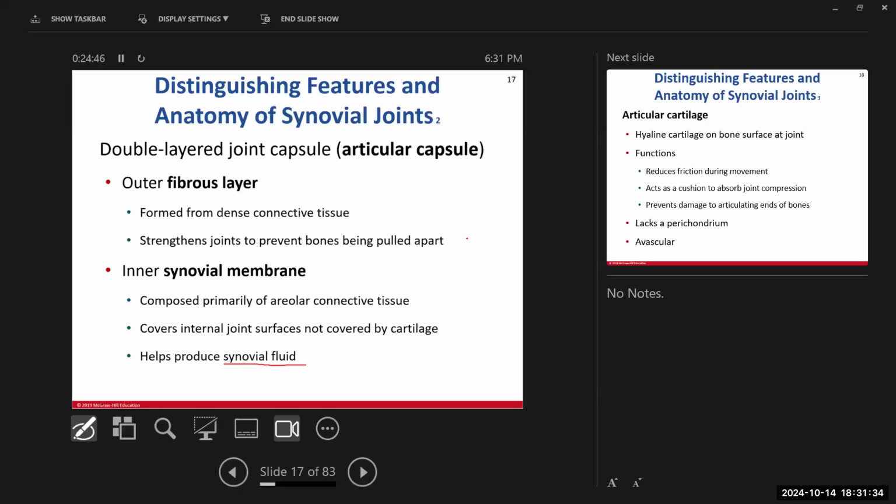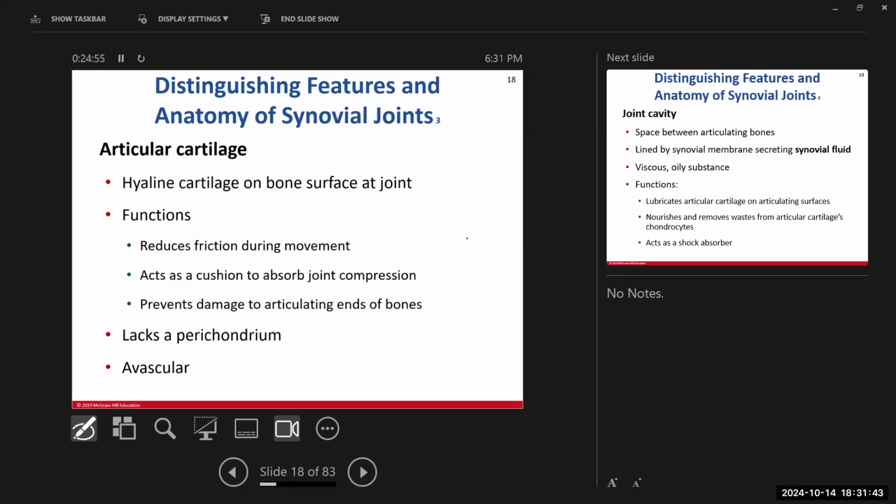Okay, so there's our joint capsule: outer fibrous, inner synovial membrane. Then we have our articular cartilage in the joint cavity space. It lines the ends of the bones and is made up of hyaline cartilage. Like I said, it's going to reduce friction.